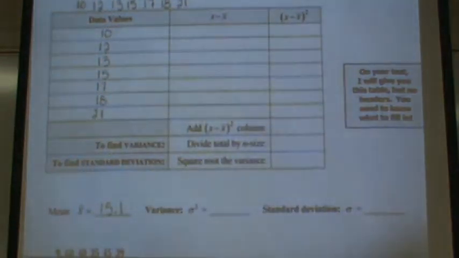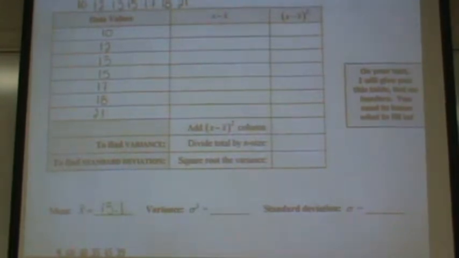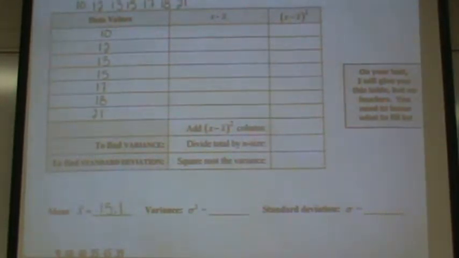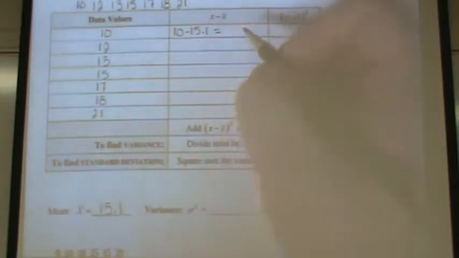So again, using the chart, we're going to fill in our data values in the first column. So we had 10, 12, 13, 15, 17, 18, and 21. In the second column, we're taking those data values and we're subtracting the mean from them. So we're going to have 10 minus 15.1. That gives us a negative 5.1. We have 12 minus 15.1. That gives us a negative 3.1.